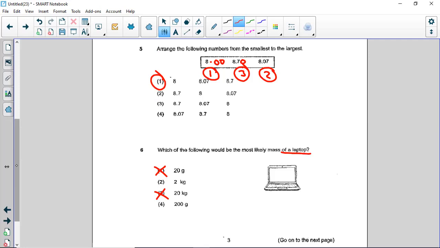It cannot be 200 grams because why? Because 200 grams is the mass of a loaf of bread. When you go and buy a loaf of bread, it is actually quite light. But if you lift up your laptop, you'll find that it's much heavier than a loaf of bread. So what is the mass of the laptop? It's about 2 kilograms. 2 kilograms is the correct mass, not 200 grams. 200 grams is the mass of a loaf of bread. It's still quite light.